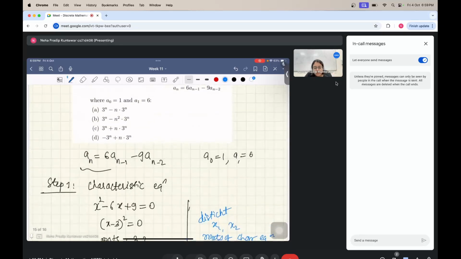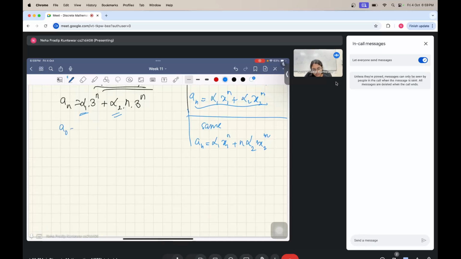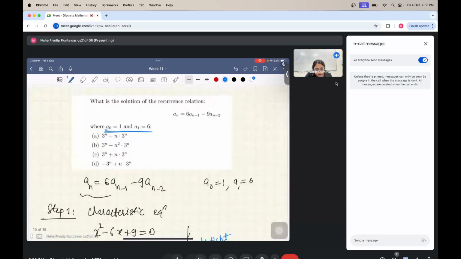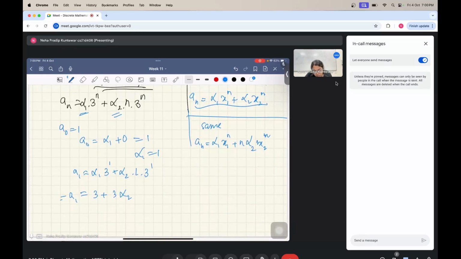So in order to find that, we'll use the base case that is given to us. You know that a0 is 1, so a0 is nothing but alpha 1 plus alpha 2 times 0. So therefore this is 1, therefore alpha 1 is 1, and a1 is alpha 1 times 3 to the 1 plus alpha 2 times 1 times 3 to the 1, and alpha 1 is 1, so a1 is 3 plus 3 times alpha 2, and a1 is 6, so alpha 2 is again 1.